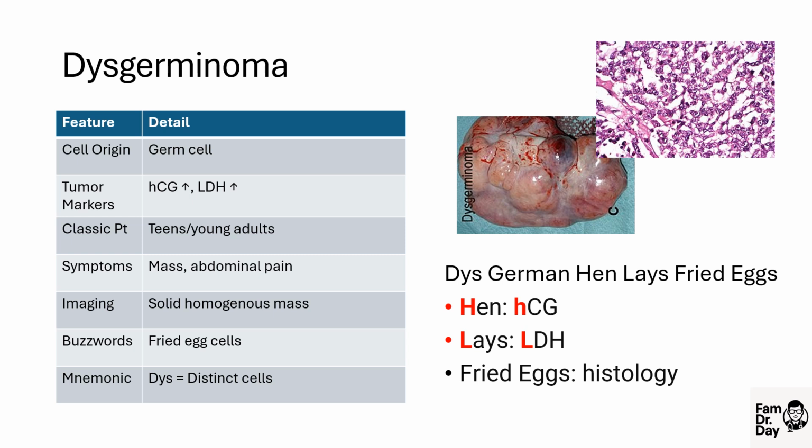So the memory hack I created is Dys-German hen lays fried eggs. Hen for HCG, lays for LDH, and fried eggs for the histology.